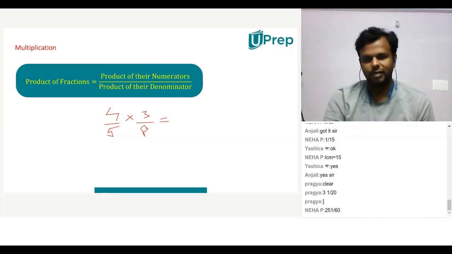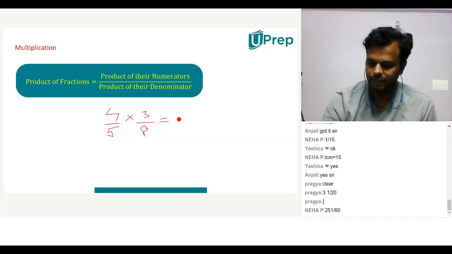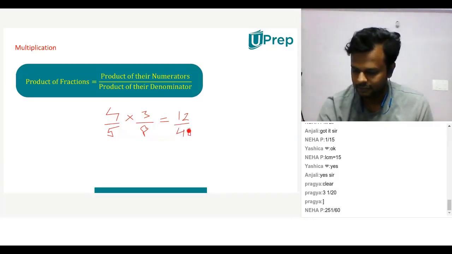So you just have to multiply the numerators separately. 12 upon 40. Children, can I simplify this further? Yes, sir. We can simplify it further.